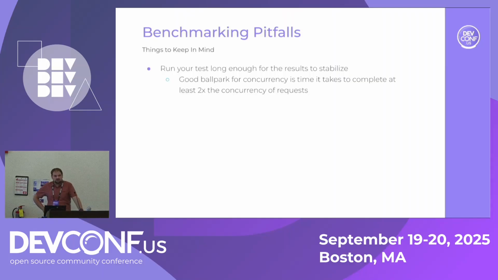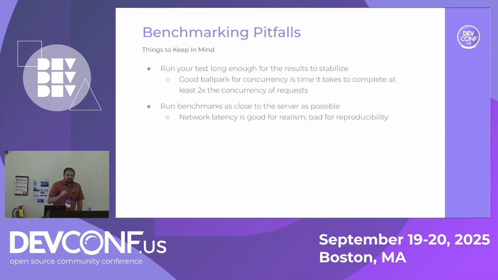First off, you need to run your test long enough to stabilize. A good ballpark is the time it takes to complete at least 2 times the number of concurrent requests that you're trying to run. So if your request concurrency is 50, you want to make sure your benchmark completes at least 100 requests. At lower values, you might even want to go higher than that, but generally this gives you enough information, especially at the medium to high concurrencies. This is a good value to follow.